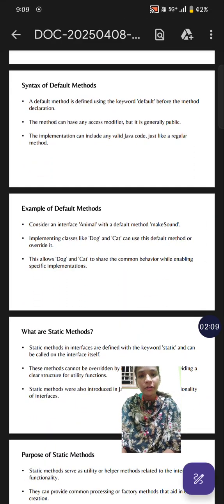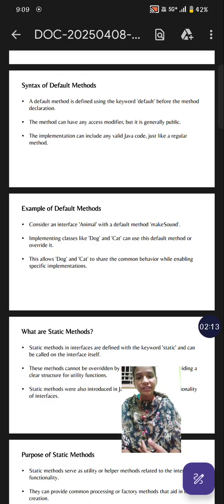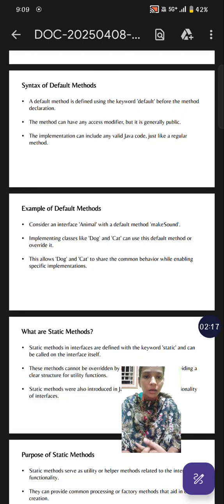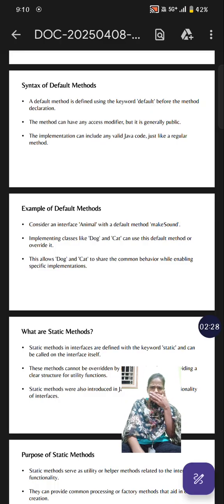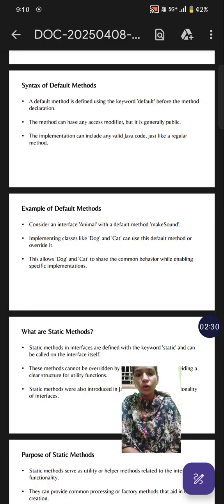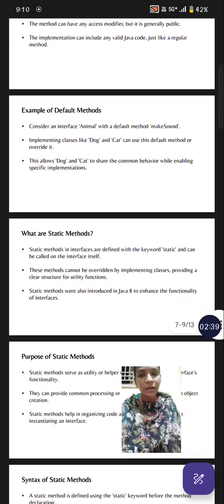Example of default methods: consider an interface Animal with a default method makeSound. Implementing classes like Dog and Cat can use this default method or override it. This allows Dog and Cat to share the common behavior while also providing specific implementations. These are examples of default methods.